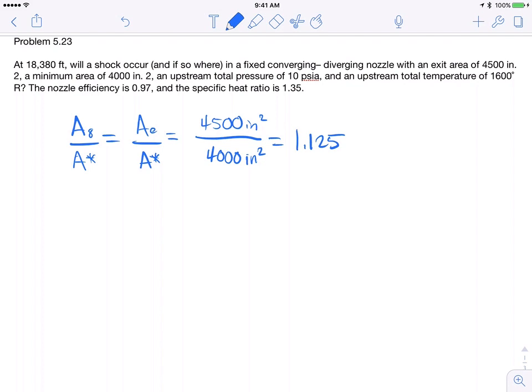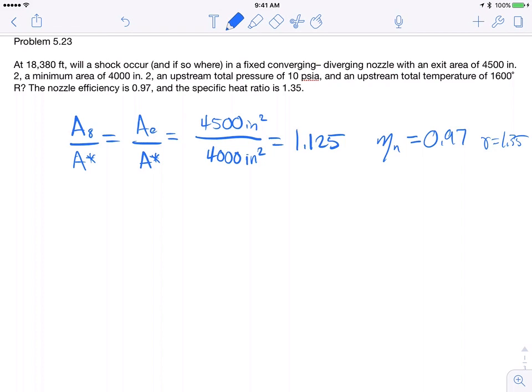1.125. And now you're probably used to going to your isentropic flow equations, throwing in this area ratio, and determining the Mach number and pressure ratio. But here in this nozzle, we have to remember we're accounting for losses, where there's friction and viscous effects, perhaps separation, and other things that are actually going to cause total pressure loss, which means we can't follow those nice isentropic curves that assume the total pressure remains constant unless there's a shock wave. Here we're going to have a nozzle efficiency of 0.97. And of course we know gamma is equal to 1.35.